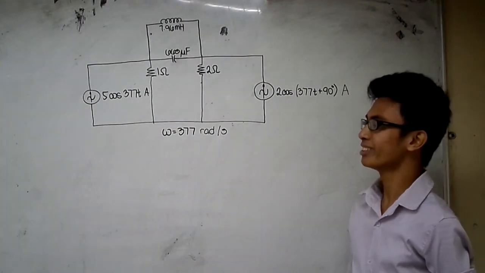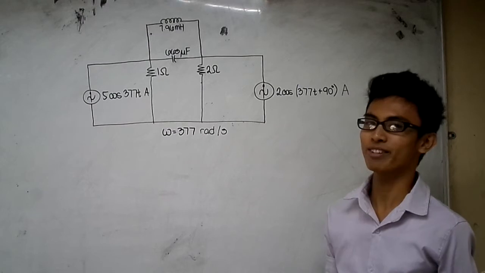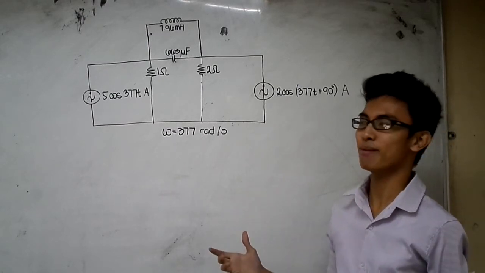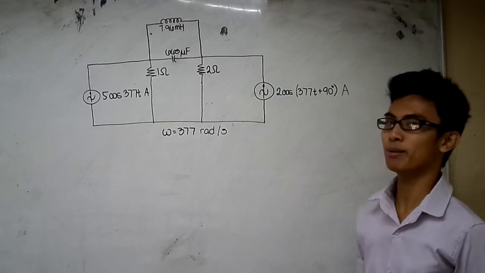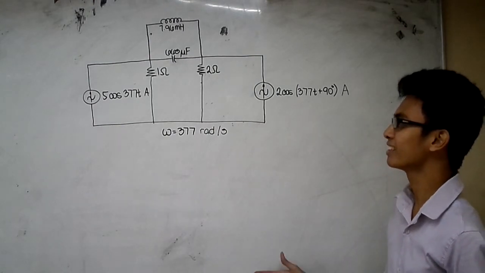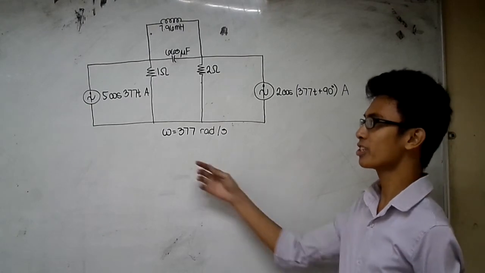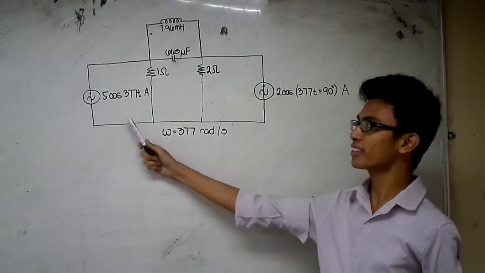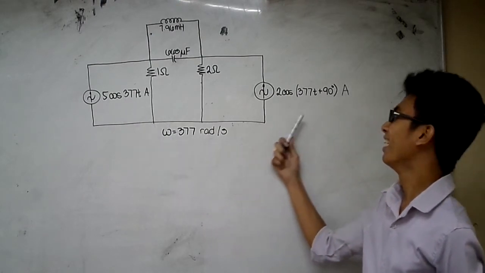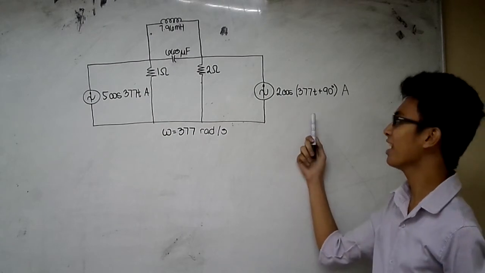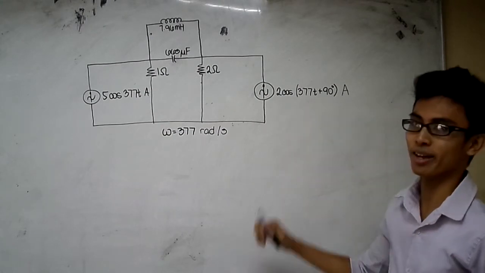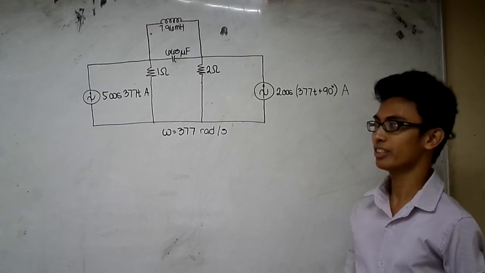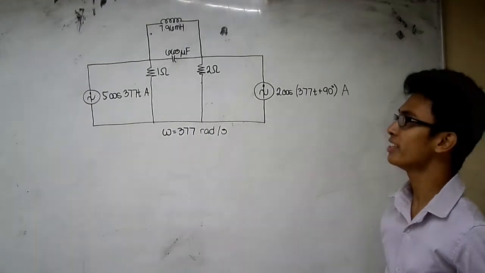Next, the two current sources should have the same positive amplitude. Since both of them have positive amplitude, there's no problem with that again. Last, both current sources should have the same angular frequency. The angular frequency in the first current source is 377, and the angular frequency in the other current source is 377. So there's no problem with that. In the three ideas, there's no problem, so we can solve the circuit.